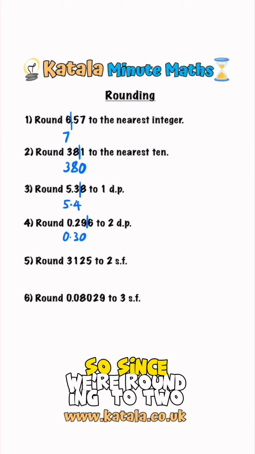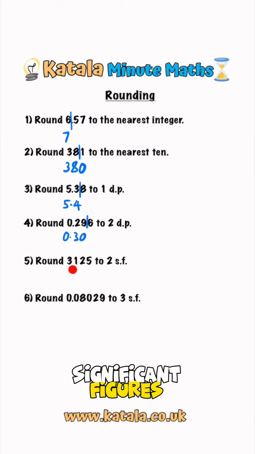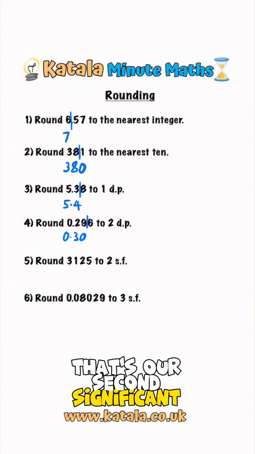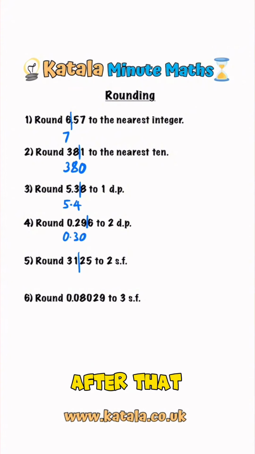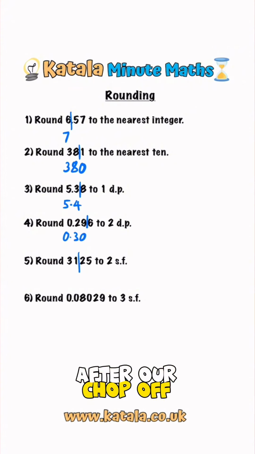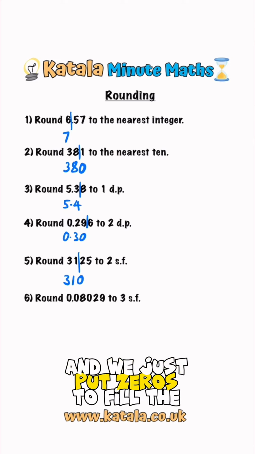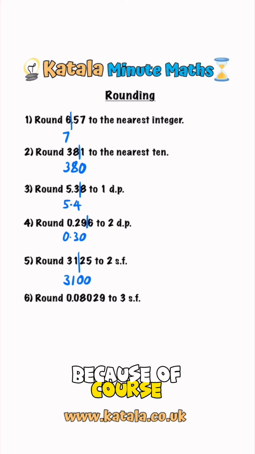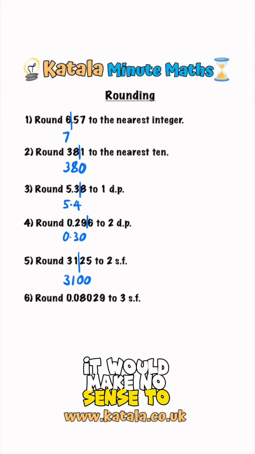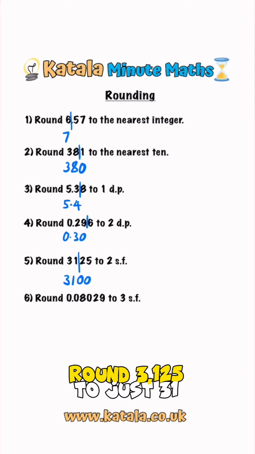So since we're rounding to 2 significant figures, that's the 1, right? That's our second significant figure. So we chop off everything after that. And since the number we have after our chop-off is less than 5, it's going to stay as 3, 1, and then we just put zeros to fill the rest of the number in. Because of course, if we left it as 31, it would make no sense to round 3,125 to just 31.